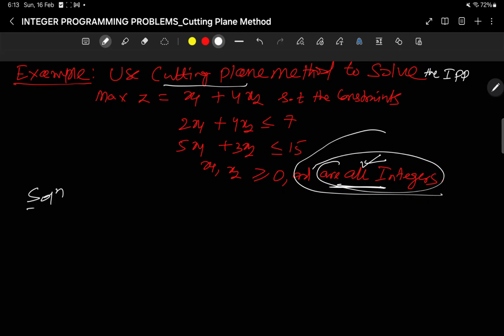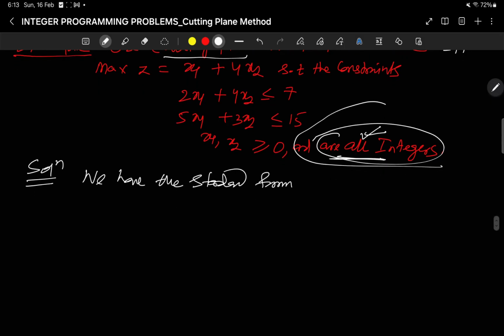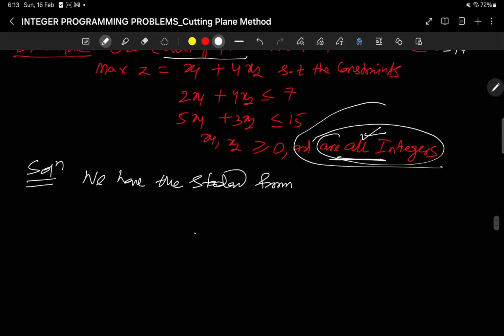Solution. We have the standard form, as I have told you. So we add a slack variable here. We first see the right hand side is non-negative. It's given. Otherwise we have to multiply by a negative sign to make it positive. It is 2x1 plus 4x2, and it is less than or equal to 7. So we add a slack variable here, x3. This is equal to my 7.